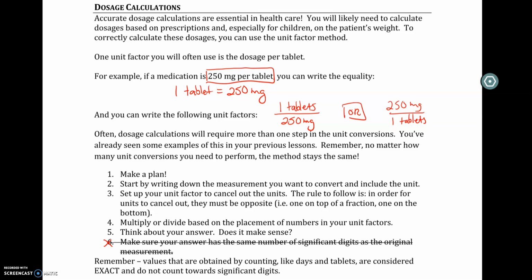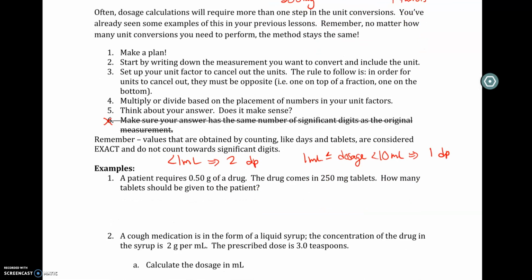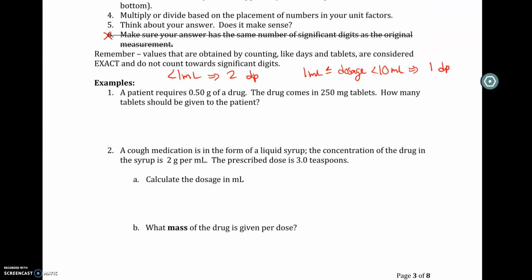Also, for calculating volumes for dosages, we have to think about how accurately we can measure out our dosages. Typically, if our dosage is less than 1 milliliter, we're going to round to 2 decimal places. If it's between 1 milliliter and 10 milliliters, then we'll round to 1 decimal place. Okay. So let's look at the following examples and see how our unit conversion factors can help us out.